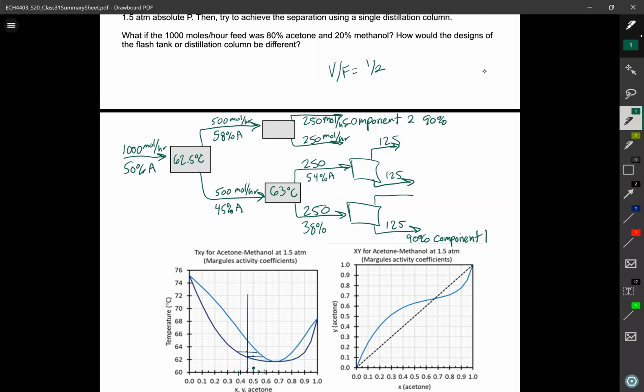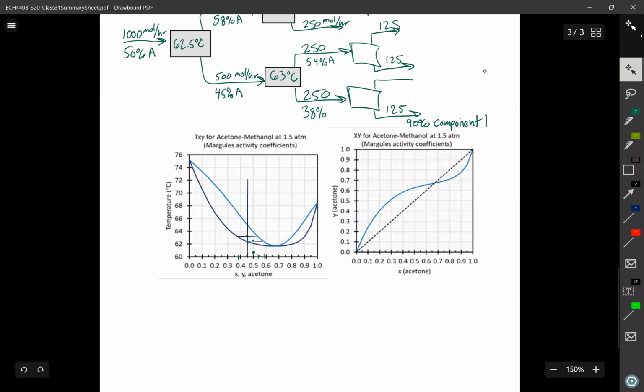Oh, and by the way, I've been doing this with the TXY diagram. You could do this with the XY diagram as well. You just have to do one more step to figure out what the temperature is. So remember what the operating line is for a flash tank. You could look up what the equation is. I actually have to go back and look it up myself.